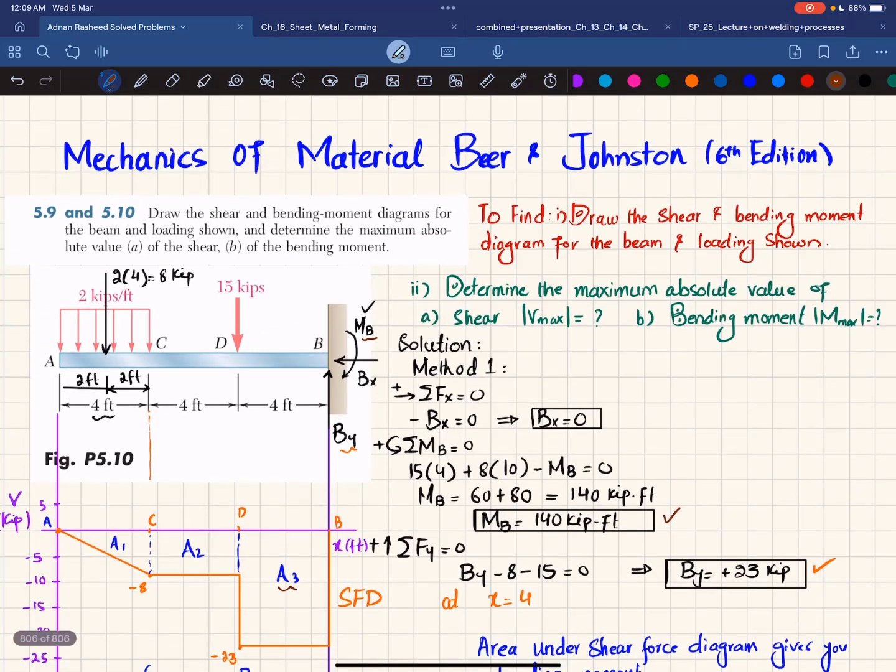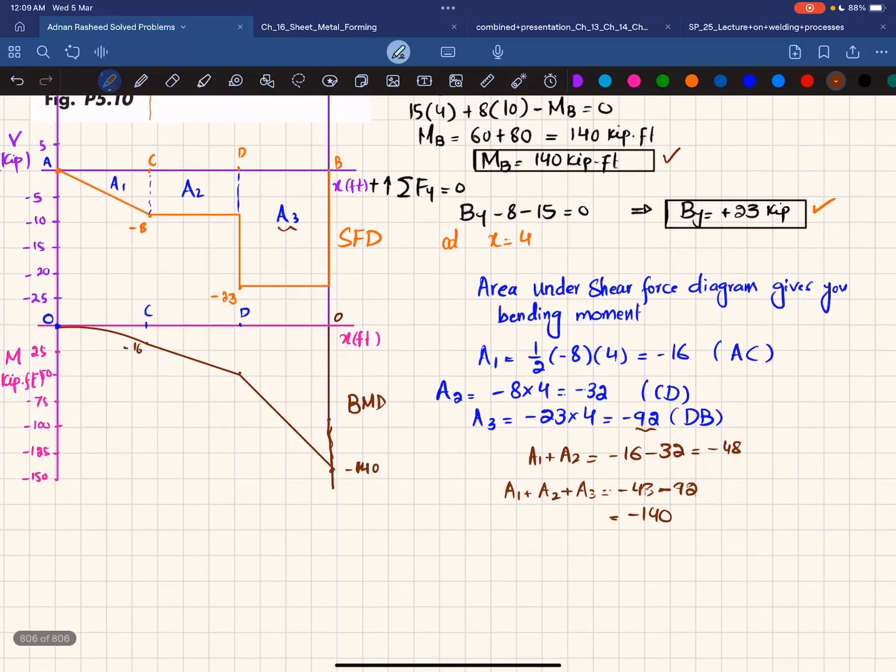So we have drawn the shear force and bending moment diagram. Now we will determine the maximum shear force and maximum bending moment. For the second part, in part A, we have to determine the absolute value of maximum shear force. You can see here the maximum shear force is 23. Clear? So I can write V max absolute value is equal to minus 23, and that will be equal to 23 kip.